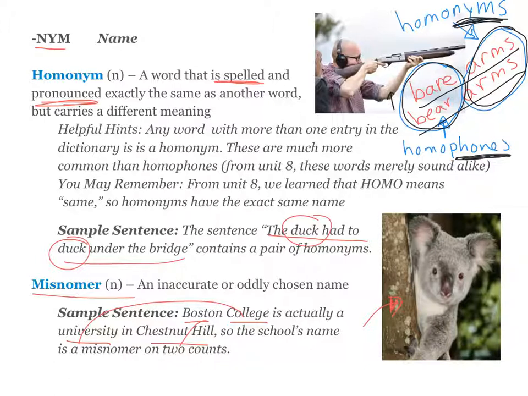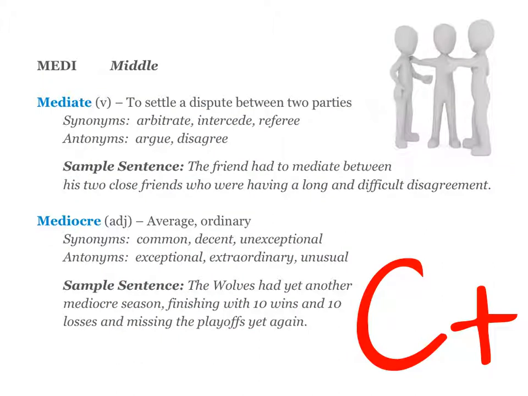The root medi means middle, and your first word for that root is mediate. It's a verb. It means to settle a dispute between two parties. So you'll see as one of your synonyms there, intercede. This person here is the mediator. These two people are trying to argue with each other, and the mediator says, "Hang on, let's sit down. We need to talk about this." So that person is mediating the fight.